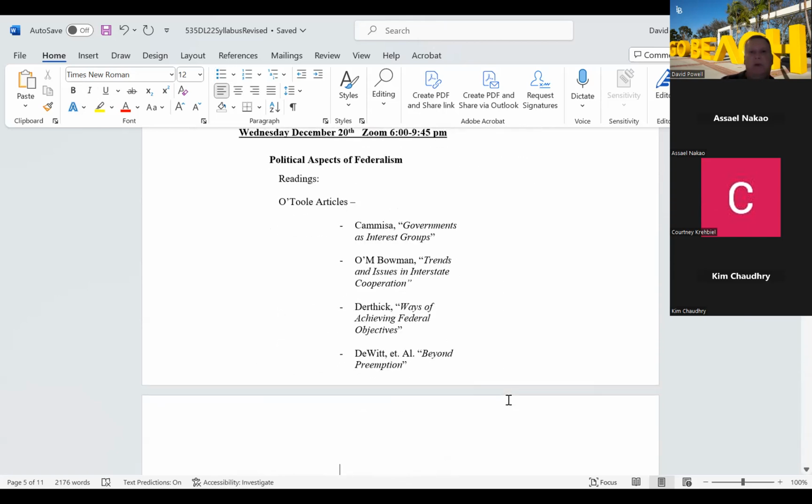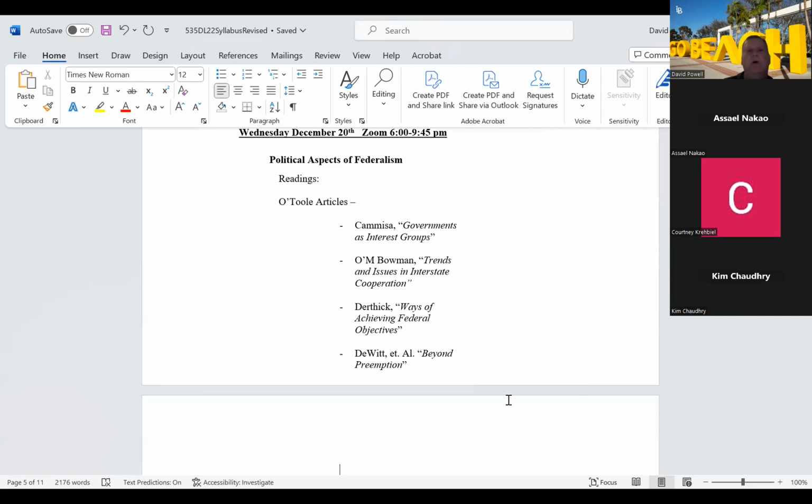Then module number 3, we'll get into the political aspects of federalism. One of the themes of this course you'll see over the next 6 weeks is that all things are not necessarily political, but a lot of federalism comes down to politics. There are very heavy political elements that run throughout our entire intergovernmental system. So we'll talk about some of those political aspects.